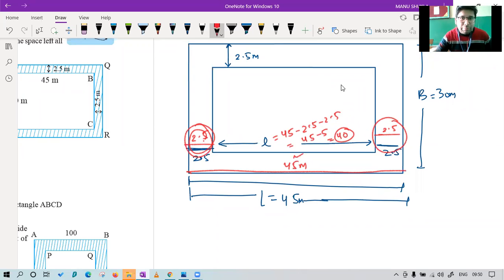Okay. Now please tell me what is the breadth of the inside rectangle. Please tell me what is the value of small b. If the outside breadth is 30 and the width is 2.5, tell me the value of the inside breadth. It is 25. Very good, everyone. It is 30 minus 2.5 minus 2.5. That is 30 minus 5. It is equal to 25.